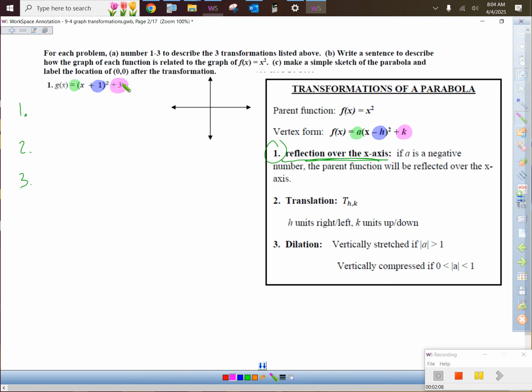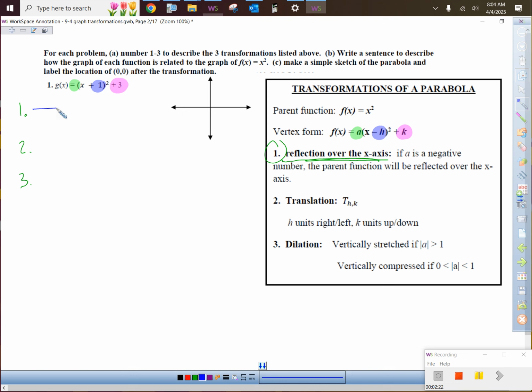There's A, there's H, and there's K. And we're looking to see if A is negative. It is not, so we're going to put a dash right there. This guy does not get reflected over the x-axis. Meaning, when we make a sketch of this parabola here in a few minutes, it's going to open up. Because didn't the normal parent function open up in that case? So our new parabola, with all the sprinkles and flavors in it, is also going to open up.